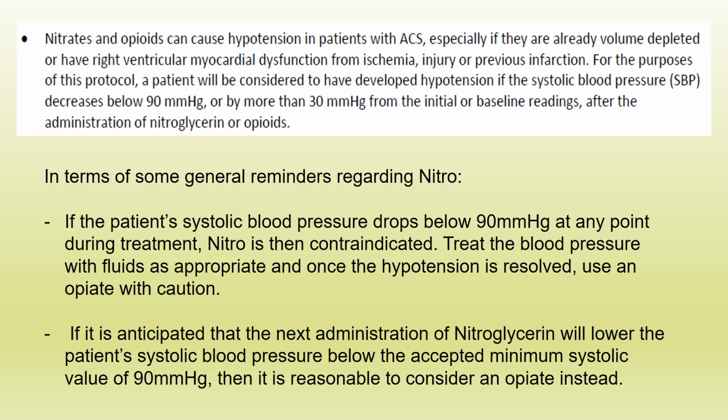The next thing here in terms of clarification for that point, if it is anticipated that the administration of nitro is going to lower the blood pressure below 90 millimeters of mercury, then it's reasonable to consider an opiate instead. So if you had given maybe one dose of nitroglycerin and the blood pressure initially was 110 and now it's down to 94, you would assume, based on that math, that your next dose of nitro would drop the patient below the 90 systolic blood pressure threshold. So perhaps consider moving to fentanyl sooner, and that's okay.